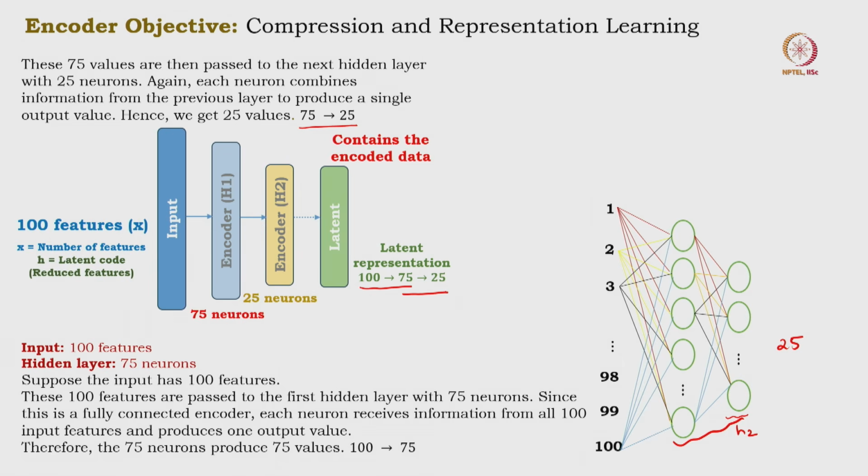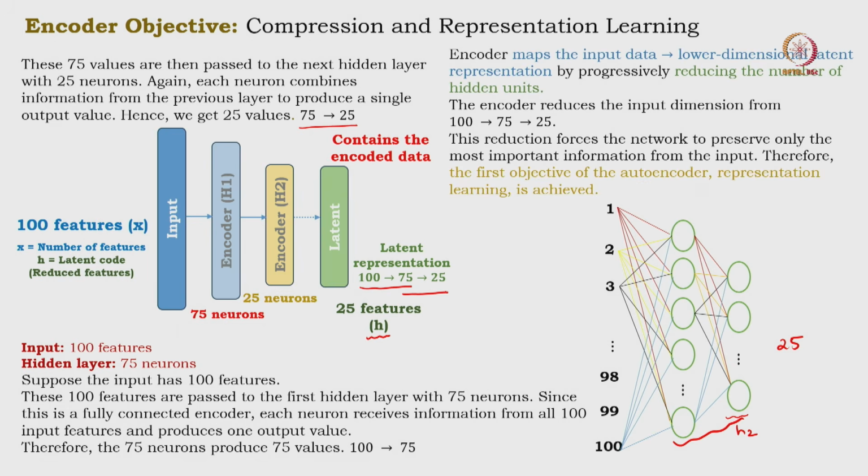This 25 is what we call encoded data, or a latent code or latent representation. So now the features are reduced to 25, and let us denote it as H. So what exactly has the encoder performed? The main role of an encoder here is to map the given input data to a lower dimensional latent representation. And how has it achieved that? By progressively reducing the number of neurons at a hidden layer. Therefore the dimensions have reduced from 100 to 75, and from 75 to 25.